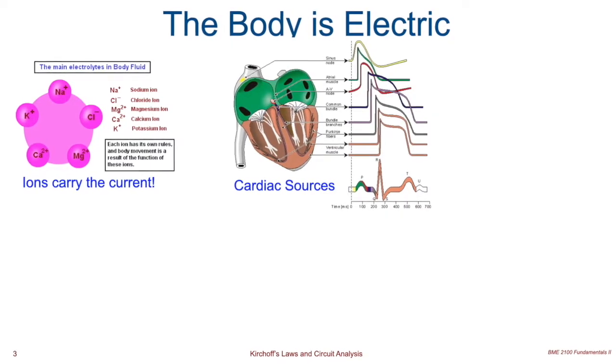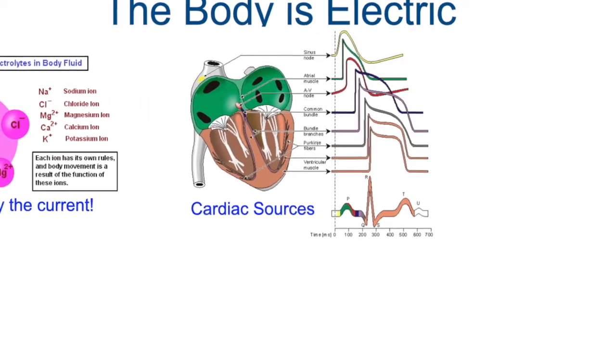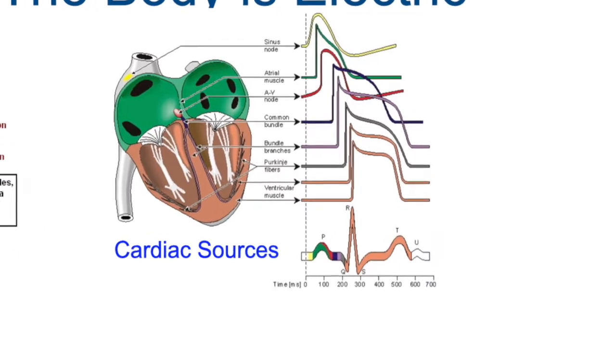Now, there are many sources in the body of electricity, and the heart is a major one for sure. We call these cardiac sources. The source of electricity here goes right down to the cell. Each cell generates electricity. We will cover that later. And then this collection of cells create not massive, but macroscopic electricity that we can measure on the body surface. And that's the ECG, which you've all heard of, or EKG, it's the same thing.